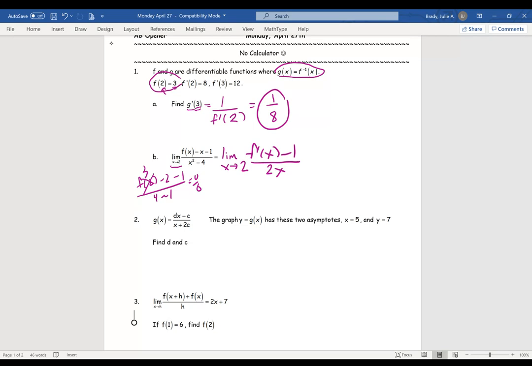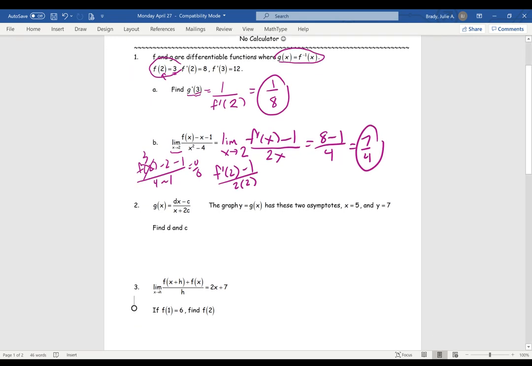And now you're going to try the same thing again. You're going to try and put 2 in there. So it's f prime of 2 minus 1 over 2 times 2. F prime of 2 is 8. So this is 8 minus 1 over 4, which is 7/4. Okay.